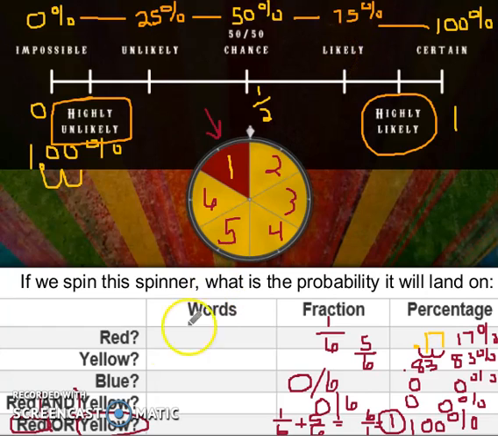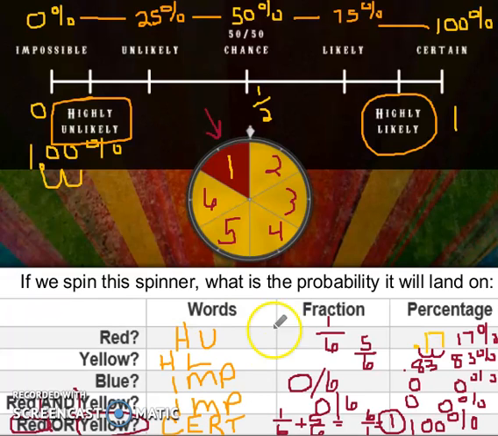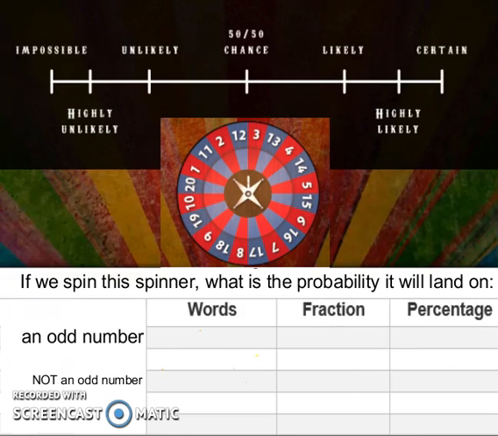Okay, so when we look at red, we see red is 17%. Red falls in between here, so it's highly unlikely. I'm just going to abbreviate. Yellow is 83%. That's somewhere in here, so I know that's highly likely. Blue is impossible. Red and yellow is impossible, and red or yellow is certain. That will absolutely happen. Okay, let's review this one more time.